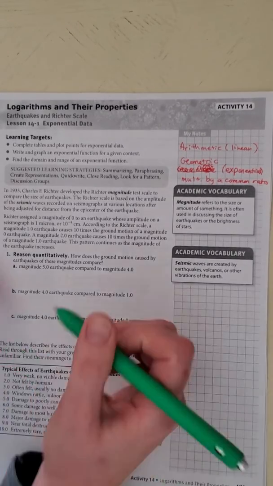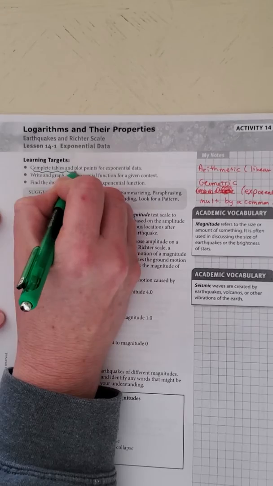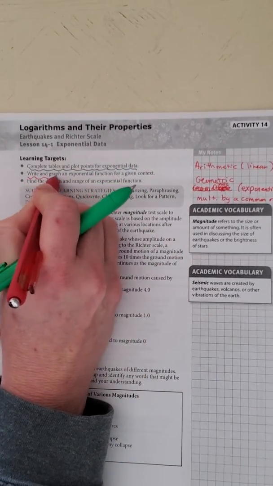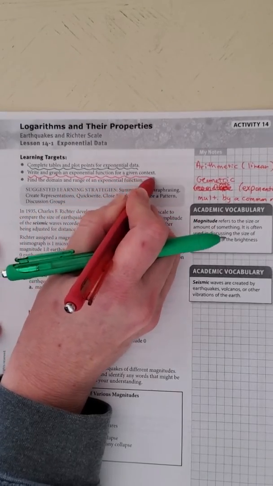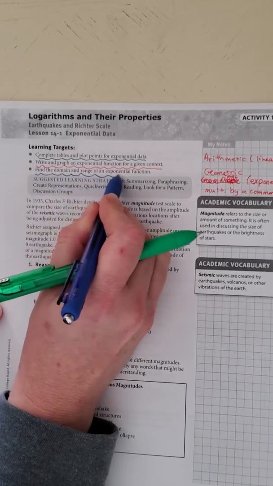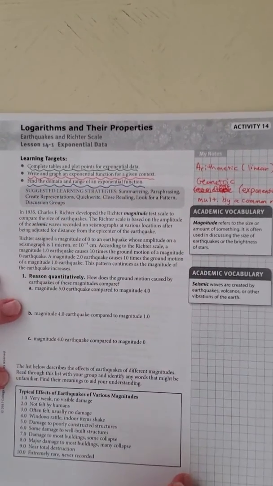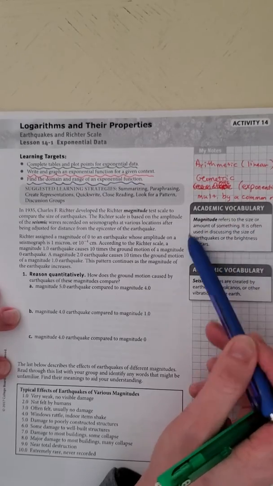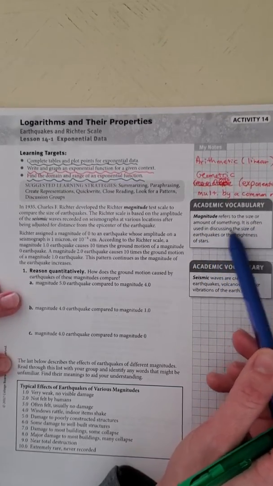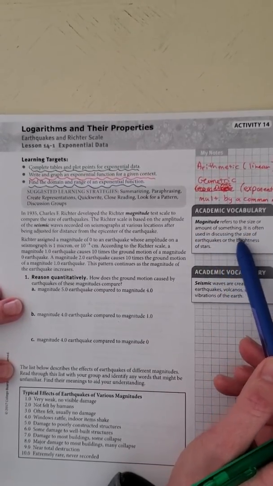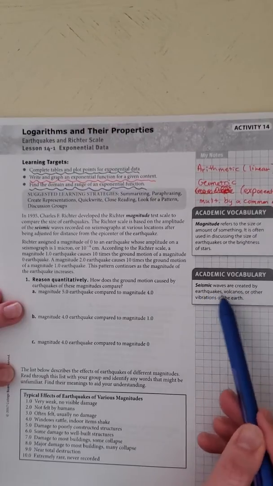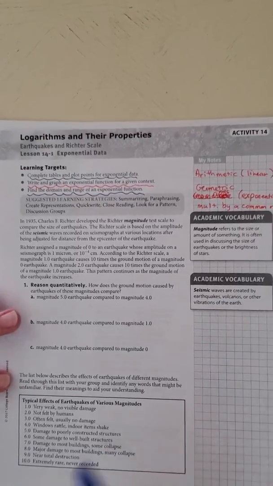Okay, so the learning targets today are to complete tables and plot points for exponential data. We're going to write and graph an exponential function for a given context. And then we're going to find the domain and range of an exponential function. So off to the side, we have some vocab. Magnitude refers to the size of something or the amount. It's often used in discussing the size of earthquakes or the brightness of stars. And then seismic waves are created by earthquakes, volcanoes, or other vibrations.